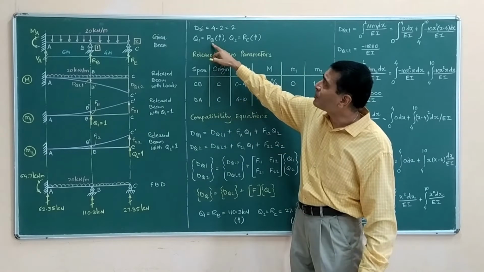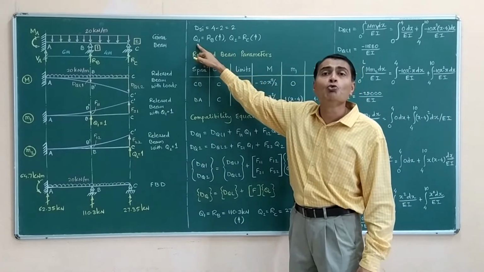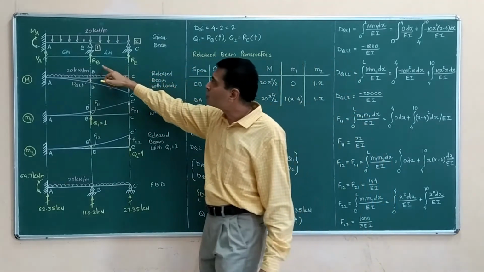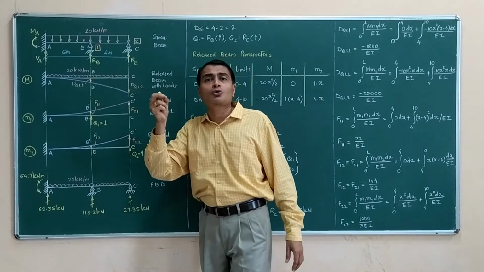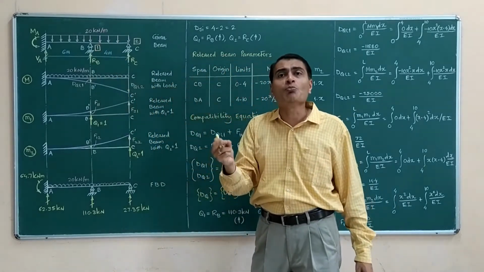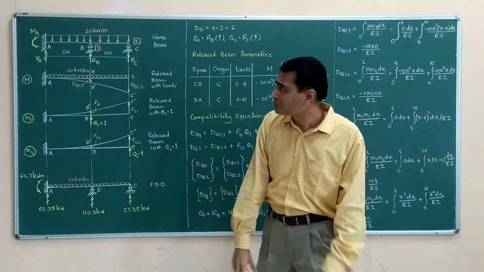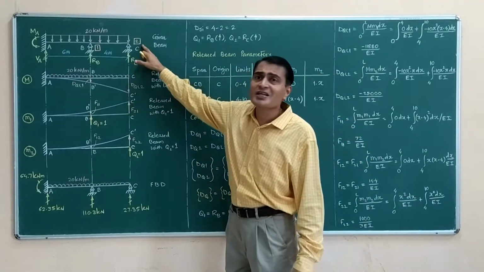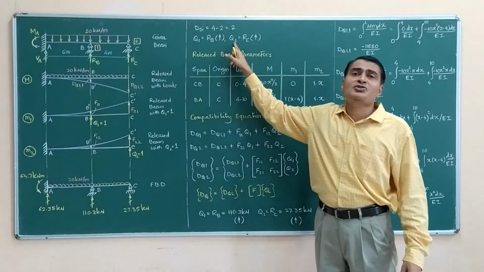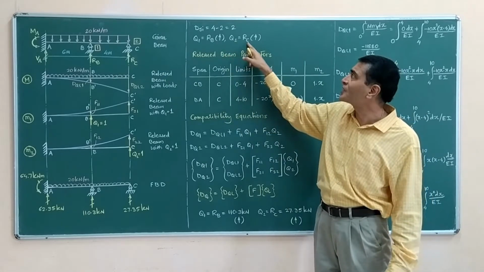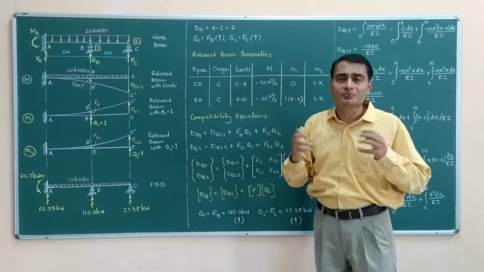I am choosing RB, presumably upwards, as my redundant Q1, and I am calling joint B as node 1. So whenever numeric 1 appears, it is corresponding to B, node B. I am calling node C as node 2, and then I am calling the corresponding unknown support reaction RC, presumably upwards, as Q2.